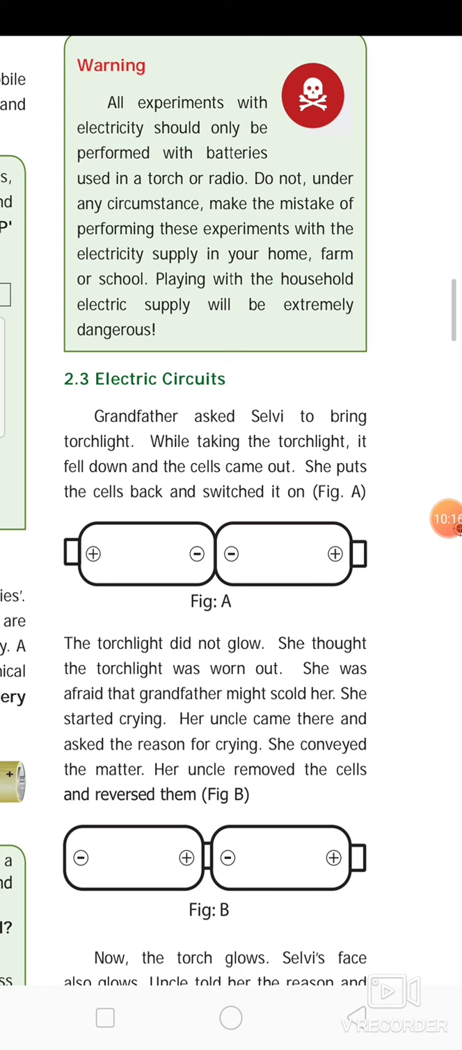I repeat, in figure A, plus minus of one battery and minus plus of the other battery. So the connection is between minus and minus, same polarities. It cannot work. You see figure B, minus plus minus plus. The connection is between plus and minus. So opposite terminals, plus minus. Opposite terminals should be connected together for the passage of electricity. Okay. Now the torch glows. Selvi's face also glows. Uncle told her the reason and explained to her about the electric circuit.